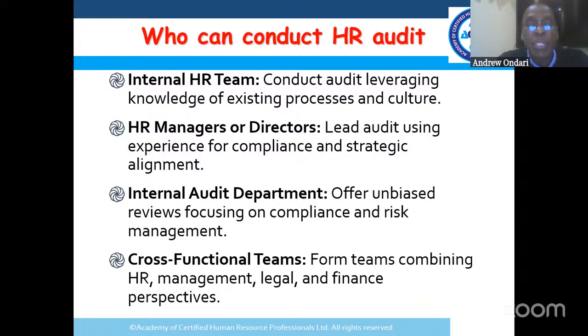That does not mean that finance cannot audit HR, because we have already mentioned that finance is one of the areas that can be audited, especially on areas of compensation or productivity. If somebody has produced, what commission are they being paid? So finance can work with HR and legal to form this cross-functional team to conduct the audits.